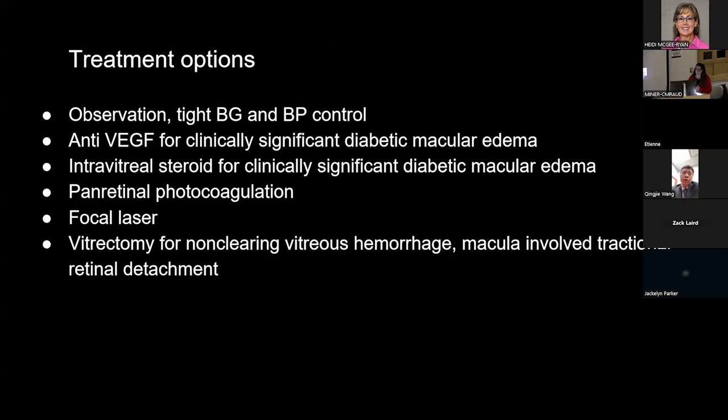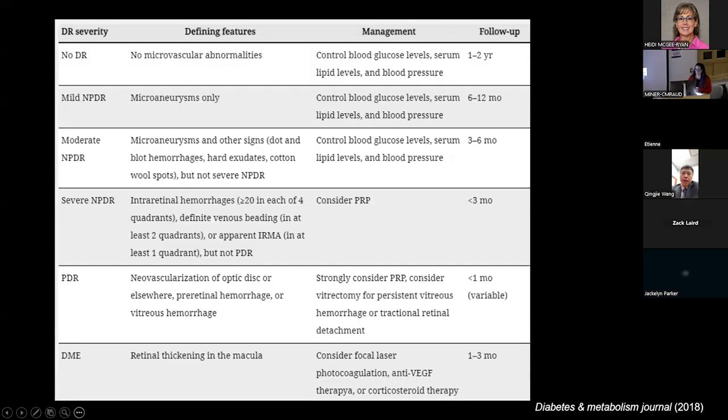And of course, surgical intervention for patients who have non-clearing vitreous hemorrhage, or macular-involving tractional retinal detachment. You have to bring the patient to the OR and perform a vitrectomy to treat the condition. So that's for that. And again, I just put a quick summary slide here.